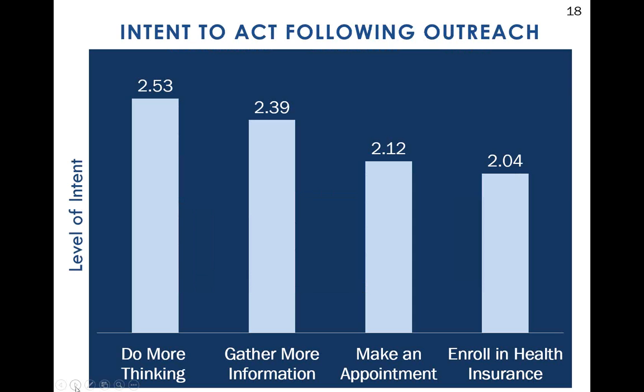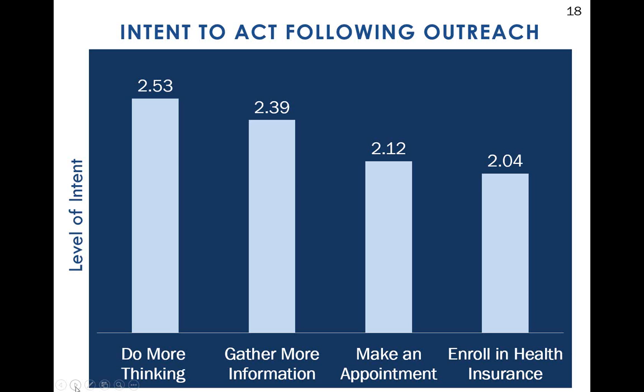Next, as discussed earlier, a critical component of the Kirkpatrick model is the assessment of the intent to act on the information learned. The prompt was, please indicate what you might do following today's event. And the response options were on a 3-point scale, including not at all, maybe, and definitely. When participants were asked what they intended to do next following the outreach event, the actions with higher ratings of likelihood among respondents were in the earlier stages of change, including doing more thinking and gathering more information.